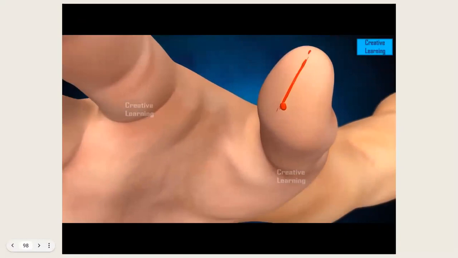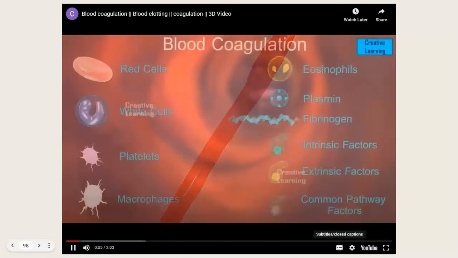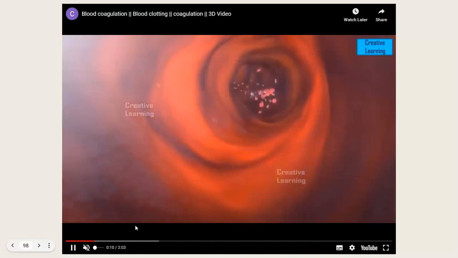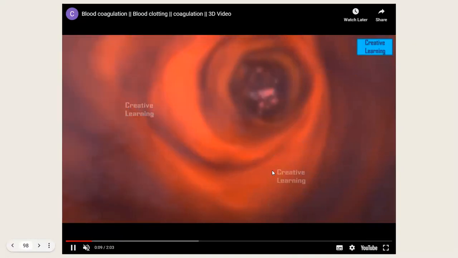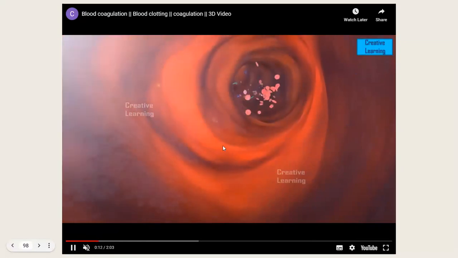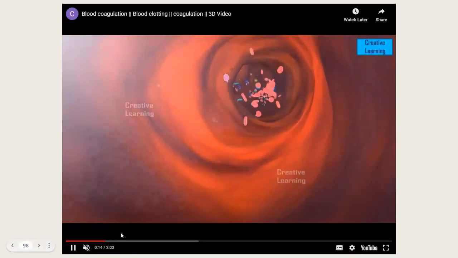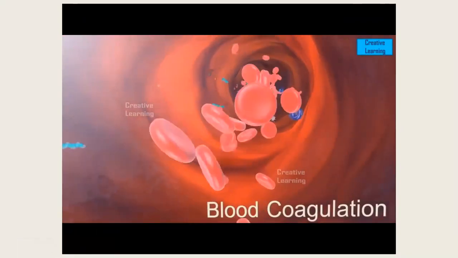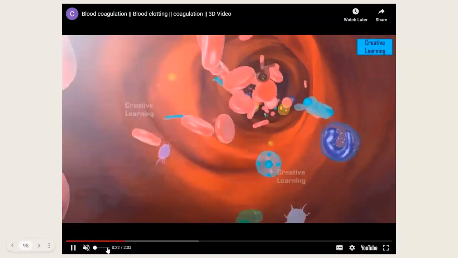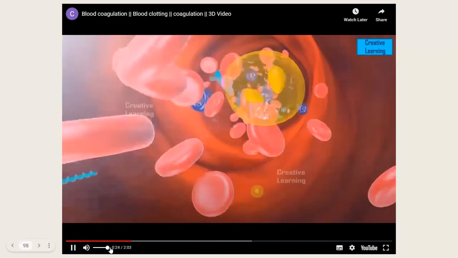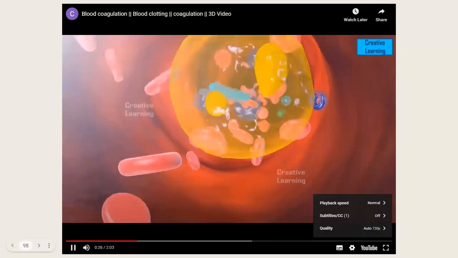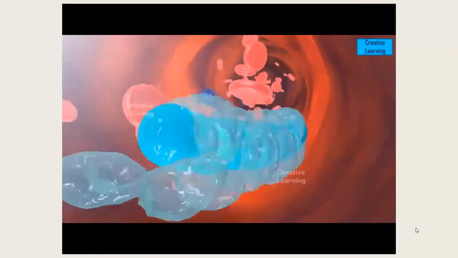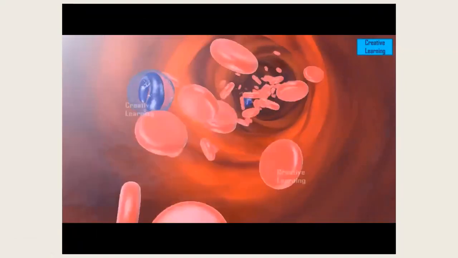When there is a cut, blood coagulation fires all these factors. So you have the red blood cells and you have these platelets, as you saw. Platelets collectively constitute 45% of blood. Rest 55% of blood contains plasma. Fibrinogens are needed for clotting or coagulation of blood.